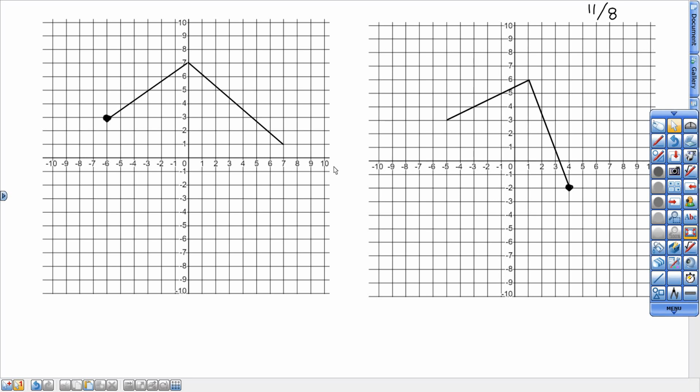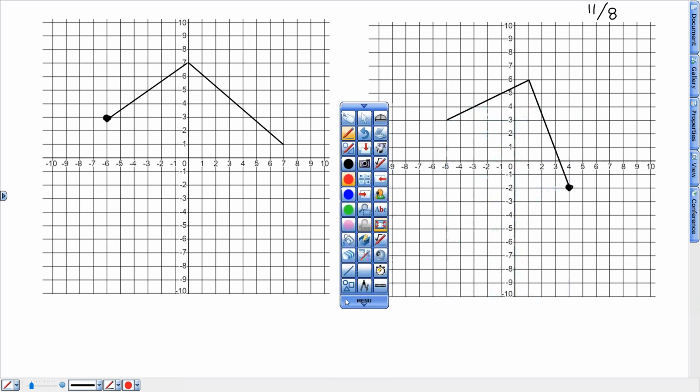So we're looking at domain and range, and then the next topic will be interval notation. But today, domain and range with the arrows thrown in. So here we go. Looking at domain and range for data given to you.